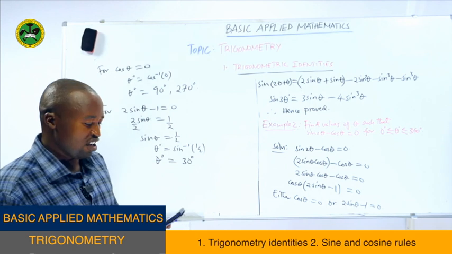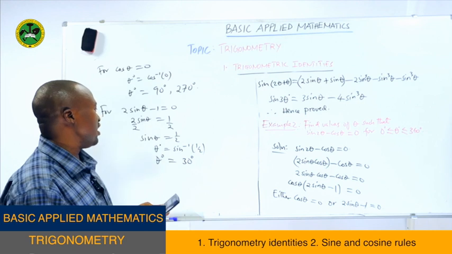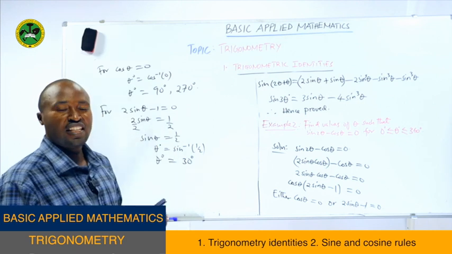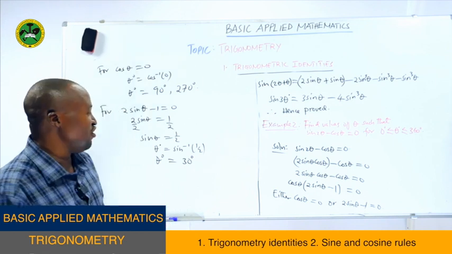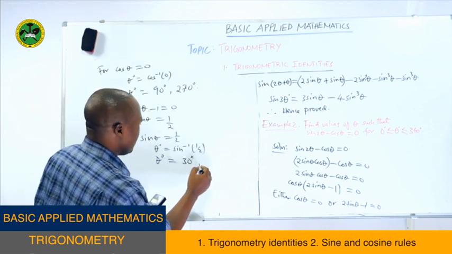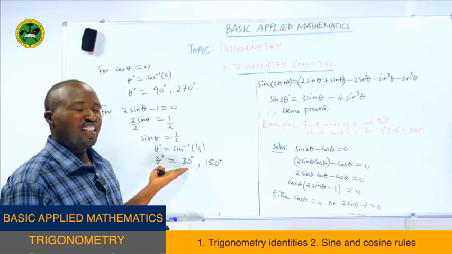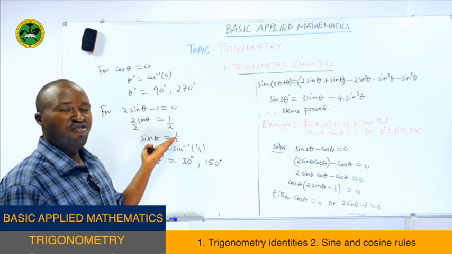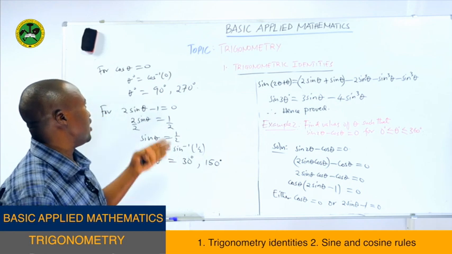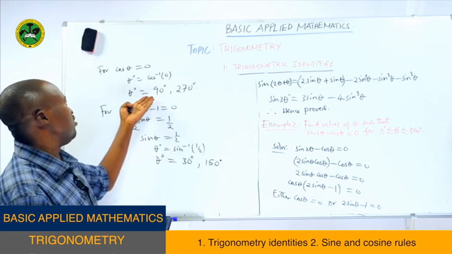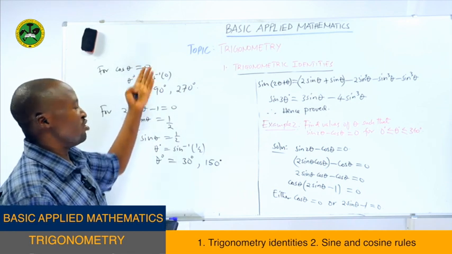But there is another angle for sine, which gives the same answer, that is a half. So we have another angle here, that is 150. Sine of 30 is equal to a half, but again, sine of 150 is equal to a half. The same applies for cosine. Cosine of 90 is 0, and the cosine of 270 is equal to 0.